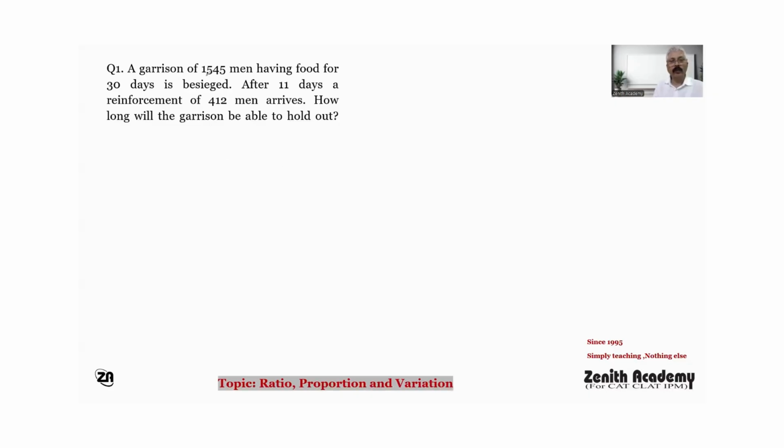A garrison of 1,545 men having food for 30 days is besieged. After 11 days, a reinforcement of 412 men arrives. How long will the garrison be able to hold out? So here, the formula M1 D1 W2 = M2 D2 W1 will play a very important role.